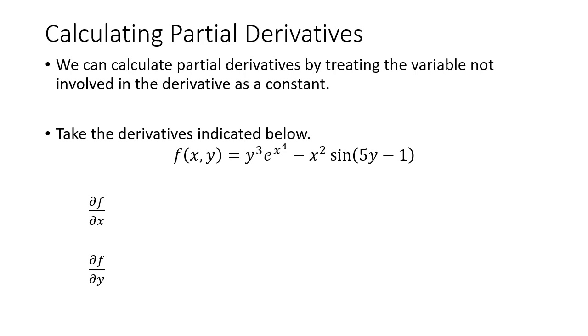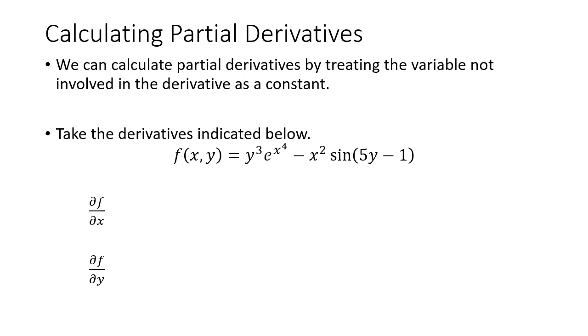So let's consider how to take partial derivatives of the function f of x, y equals y cubed e to the x to the fourth minus x squared times sine of 5y minus 1. Taking the partial derivative with respect to x, df dx, we start out by looking at the first term, y cubed e to the x to the fourth.